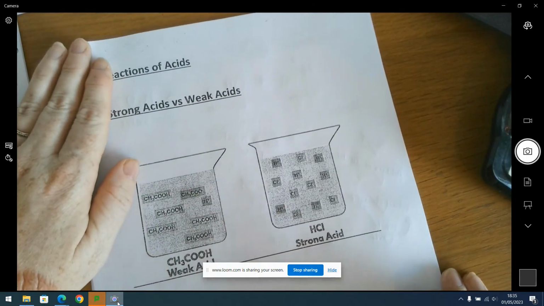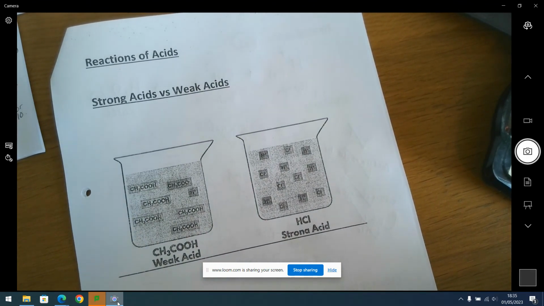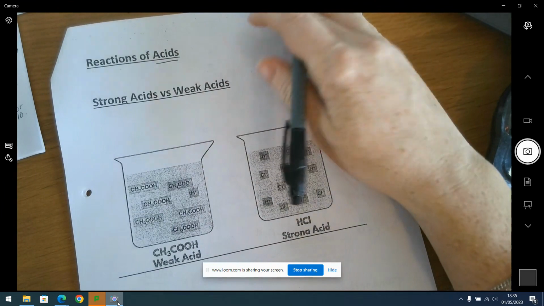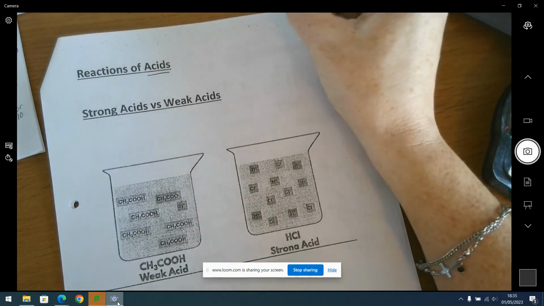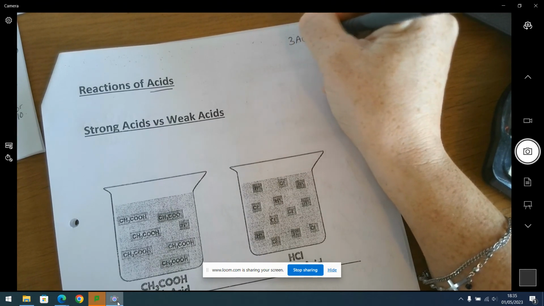So we're going to look today at what strong acids are versus weak acids. And I'm going to talk a little bit about the pH scale, what that means. But I'm going to start by making sure that you've watched the reactions of acids video before you look at this video, because it is important that we are aware of the different types of acids. So there are three key acids that you do need to know the names and formulas of. So we're just going to write the three acids down.